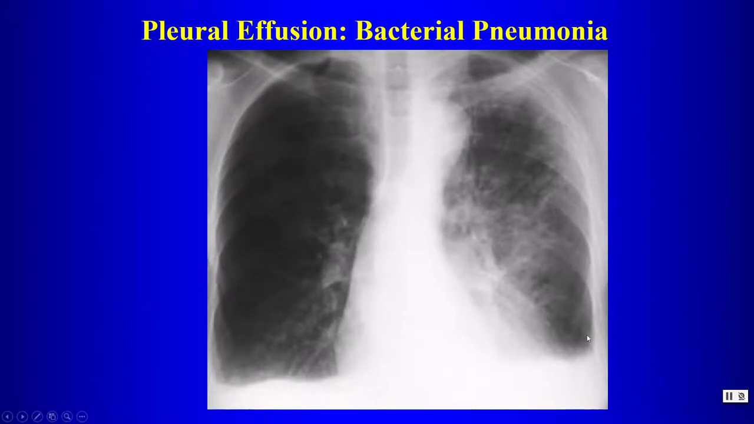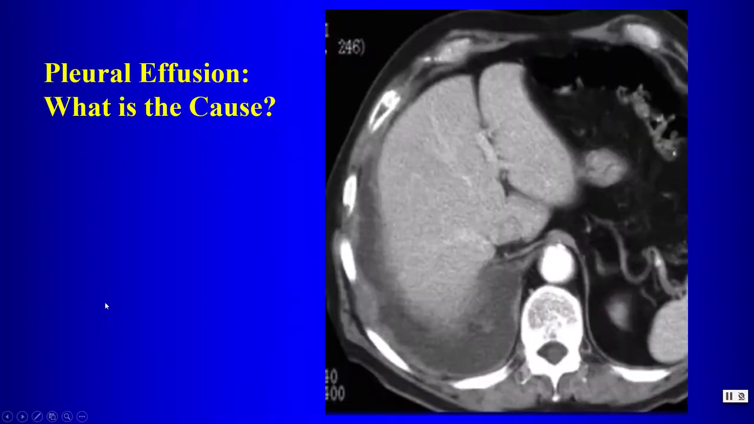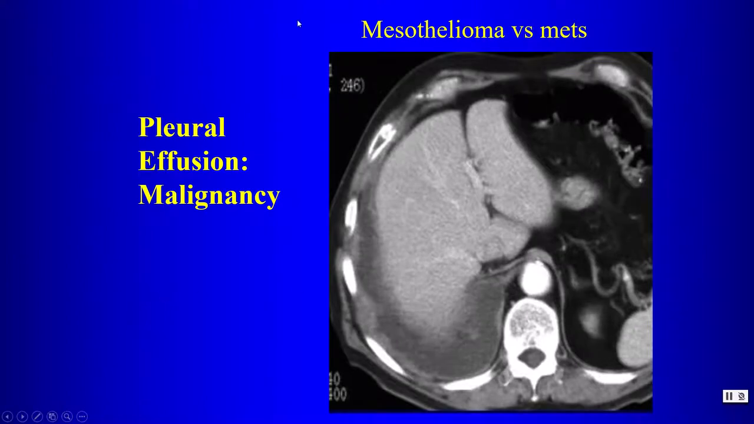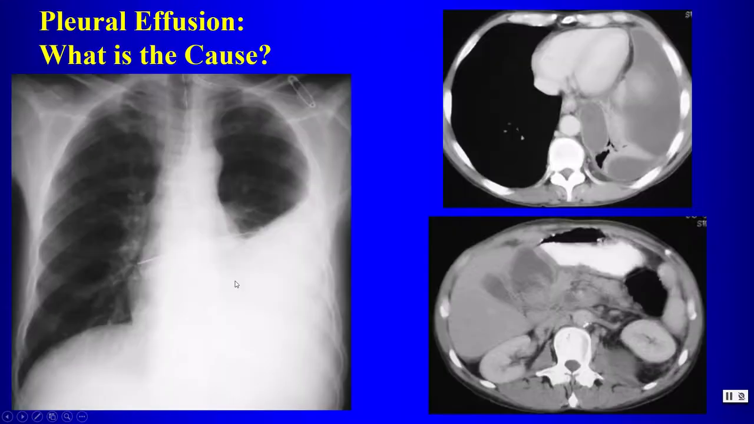Pneumonias, of course, can also be associated with pleural effusion. And in this example here, if I ask you what is the cause of this pleural effusion, if we look carefully, we can see that there's some nodularity here, thickening and nodularity of the pleural surface. So when we see that, we need to consider malignancy in the differential diagnosis. If it's unilateral, it will be metastatic disease and malignant mesothelioma. So both of those would be in your differential in a case like this.